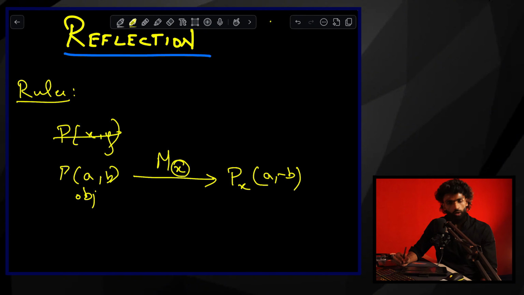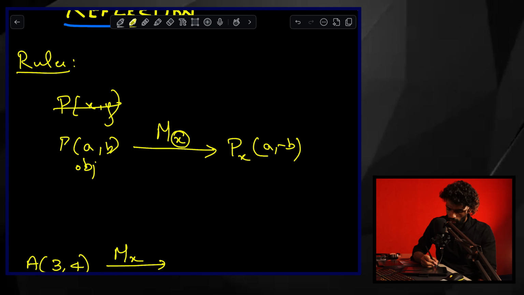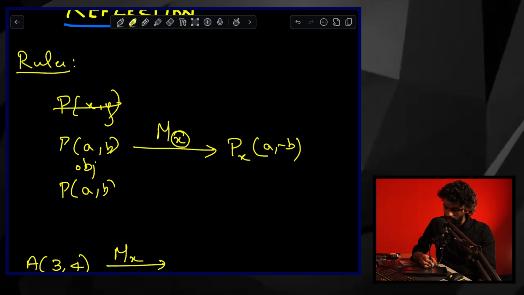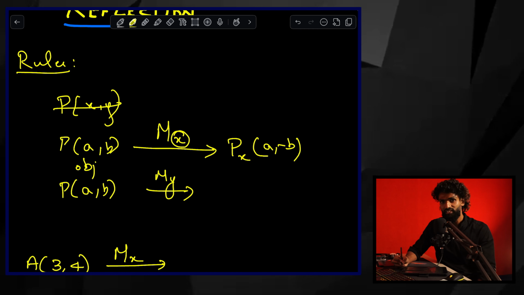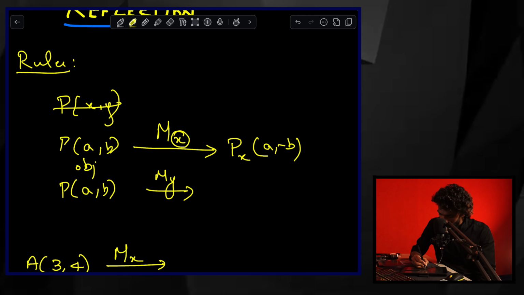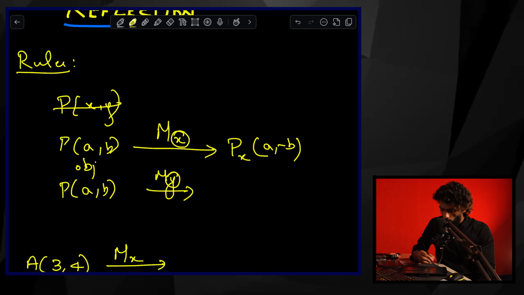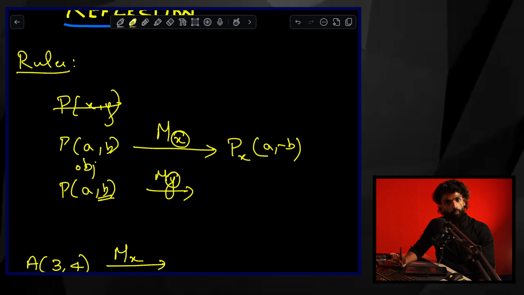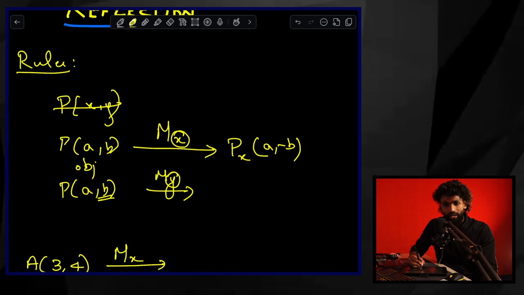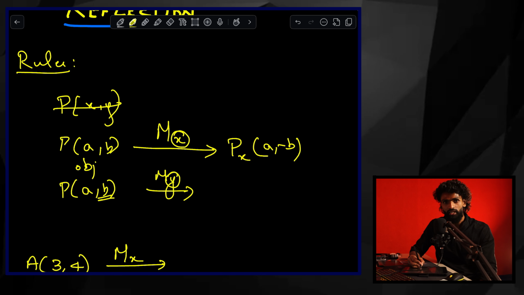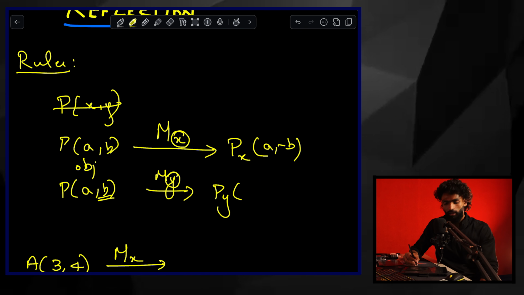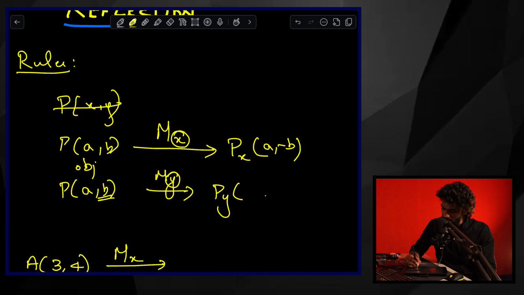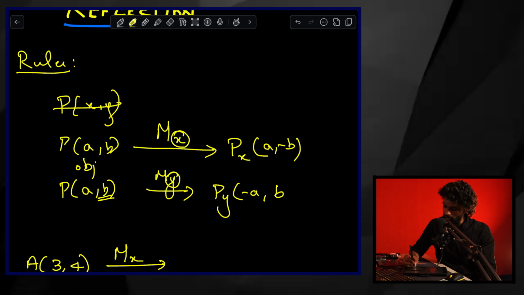The second rule says, let's say the same point (a, b), but this time I reflect it through y-axis. Reflection through y-axis is represented by my. Common sense, the letter y is being used here. So y coordinate remains unchanged, which means only x changes. The image has to always be represented with a different letter, so it becomes Py. Since b is the same, the answer becomes (minus a, b).